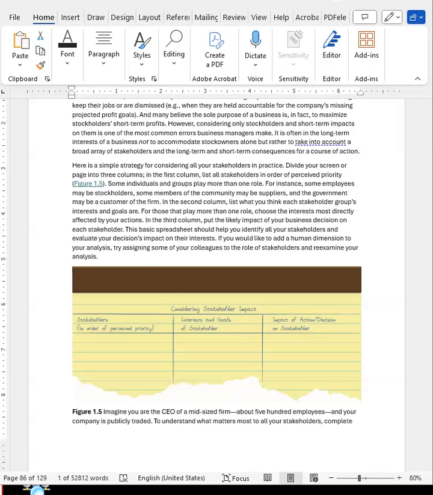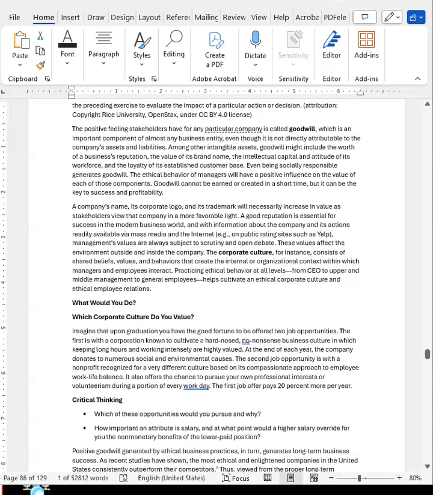Figure 1.5. Imagine you are the CEO of a mid-sized firm, about 500 employees, and your company is publicly traded. To understand what matters most to all your stakeholders, complete the preceding exercise to evaluate the impact of a particular action or decision. Attribution. Copyright Rice University, OpenStax, under CC by 4.0 license.